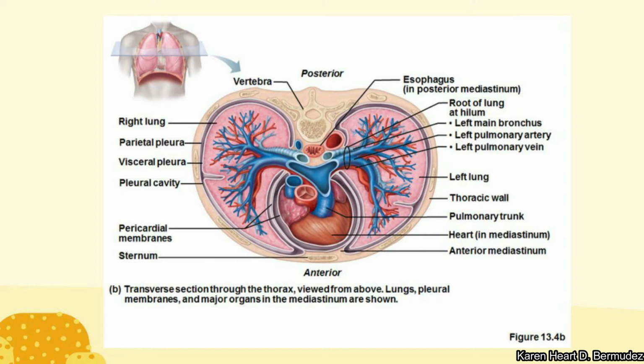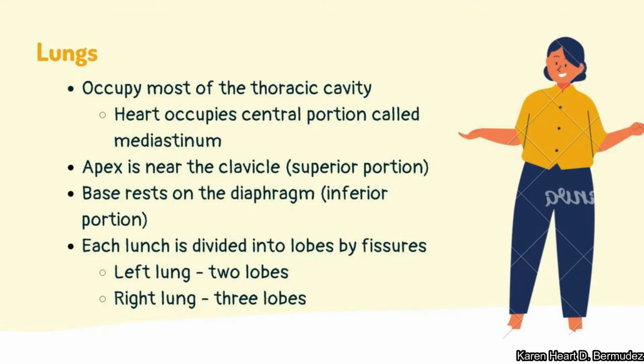Then we have the anterior mediastinum. It is the portion of the mediastinum anterior to the pericardium and below the thoracic plane. It forms the anterior part of the inferior mediastinum and contains the thymus, lymph nodes, and may contain portions of a retrosternal thyroid. The lungs.